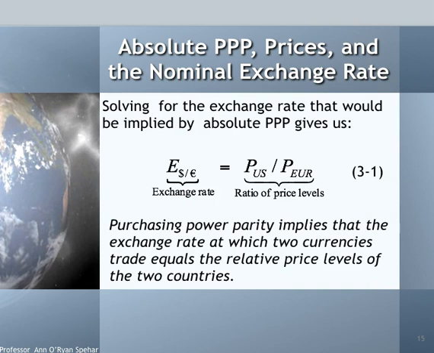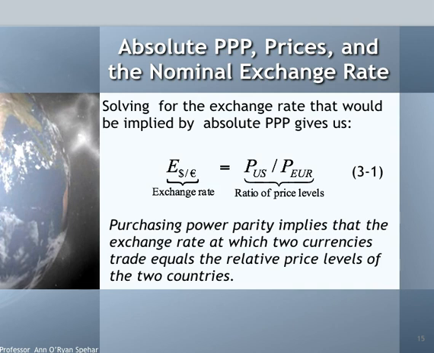So continuing and solving for the exchange rate, now what we find is that the ratio of the price levels in the two countries is equal to the exchange rate. So purchasing power parity implies that the exchange rate at which two currencies trade equals the relative price levels in the two countries. This is an important concept.